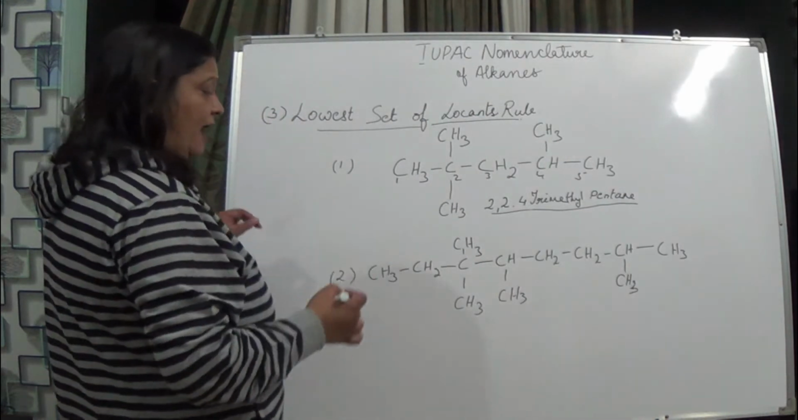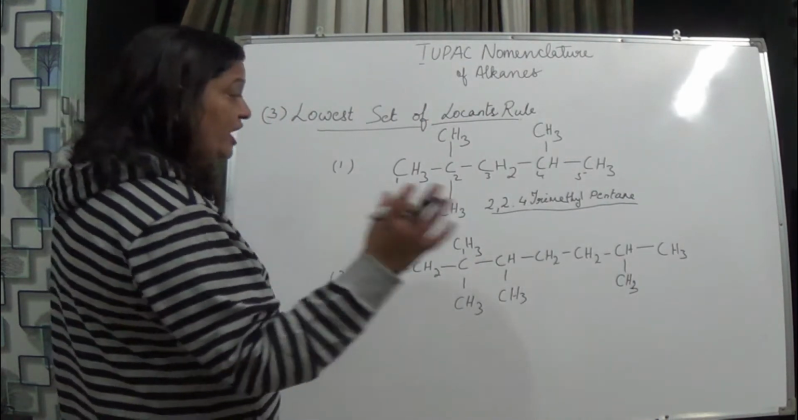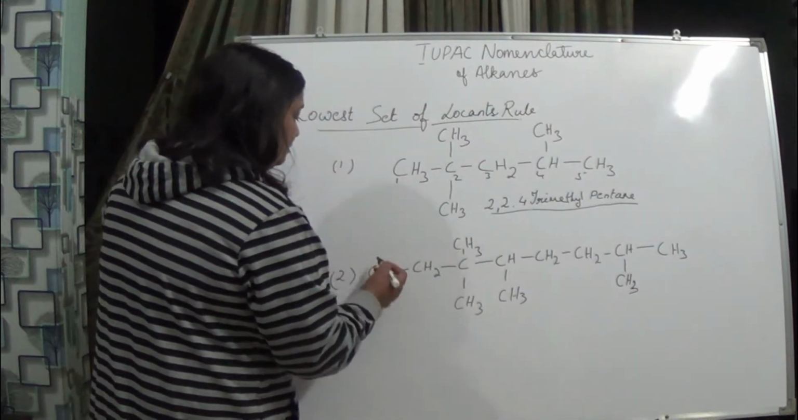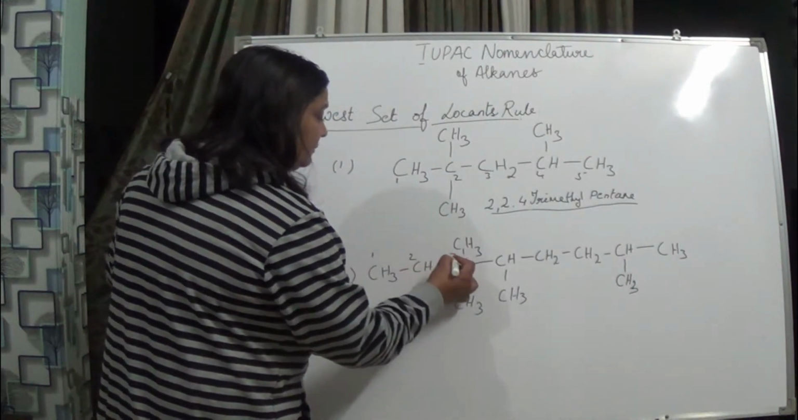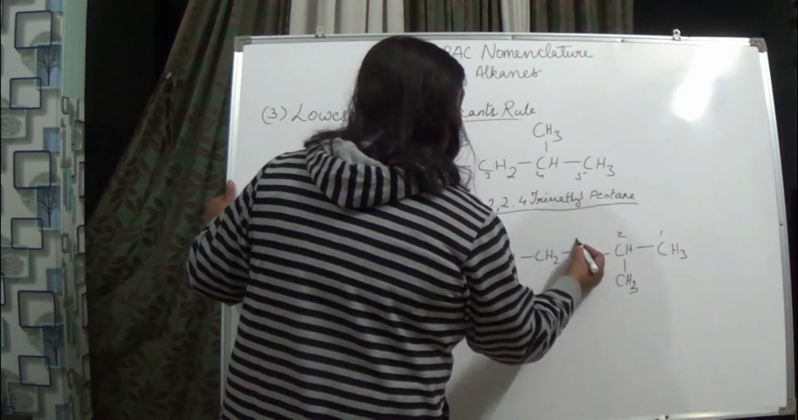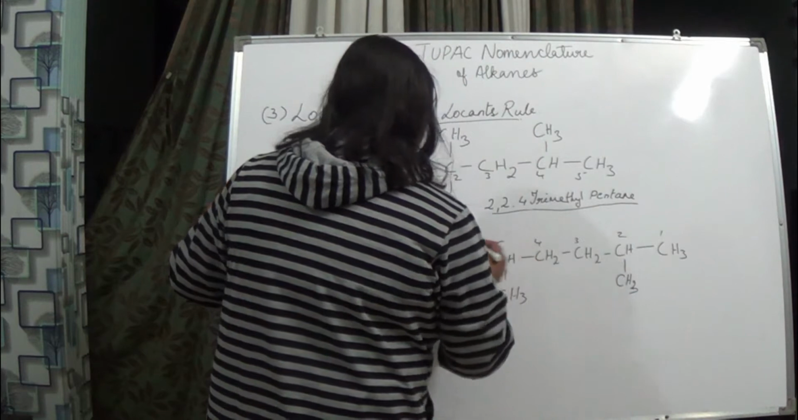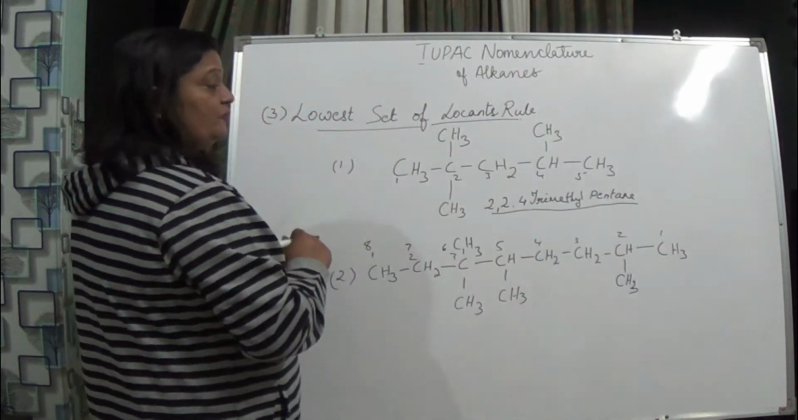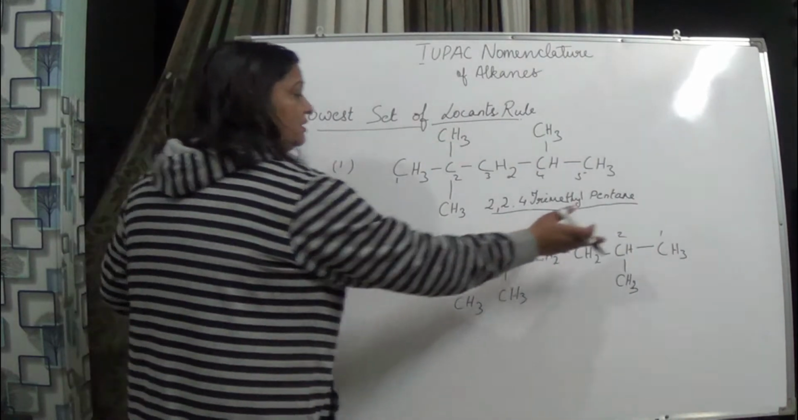Now here you have to see one more thing: from where is the branching starting? From here, if we count it, it becomes 1, 2 and 3. Okay, from here we are counting 1, 2, 3, 4, 5, 6, 7, 8. So which should we take? This side or this side?